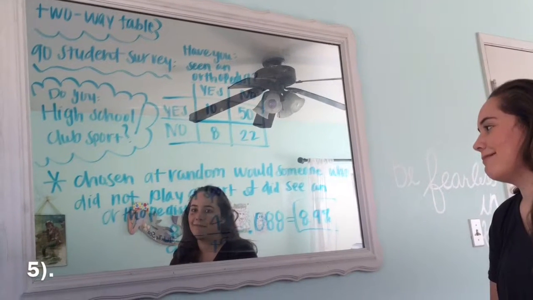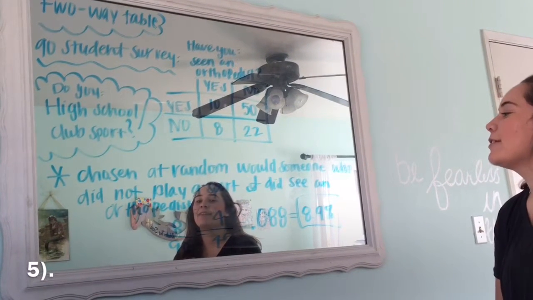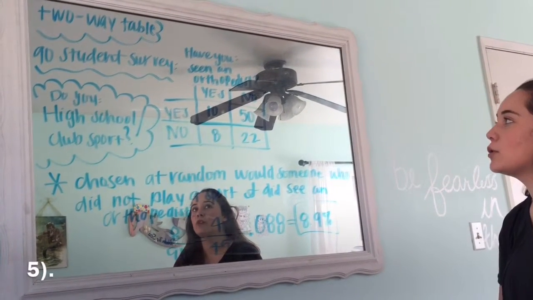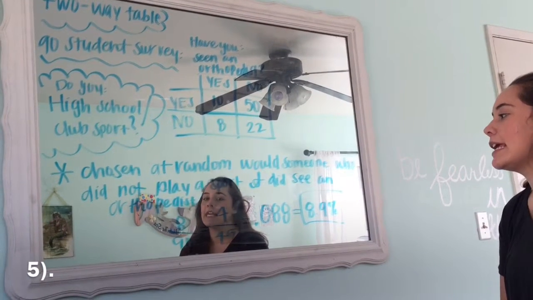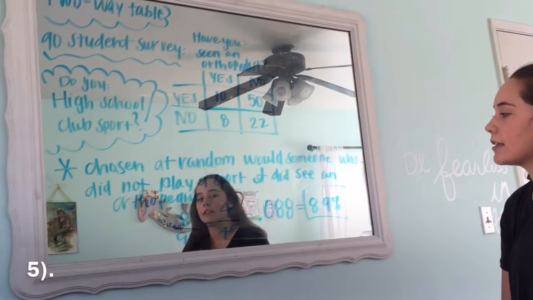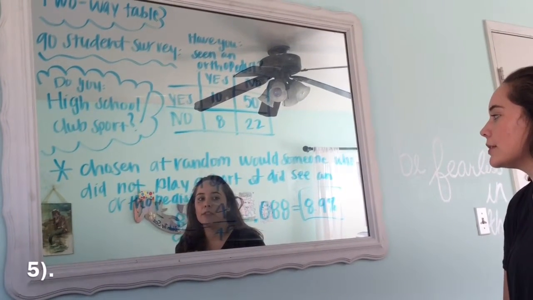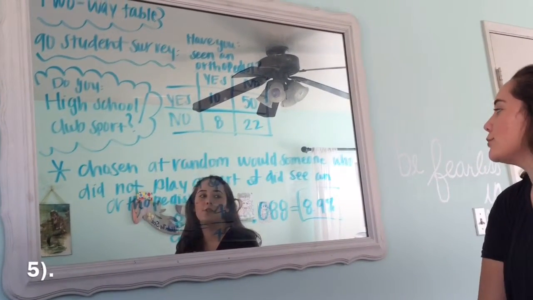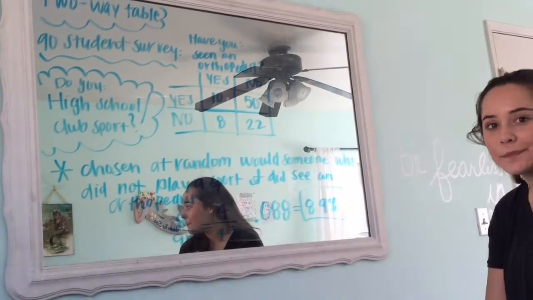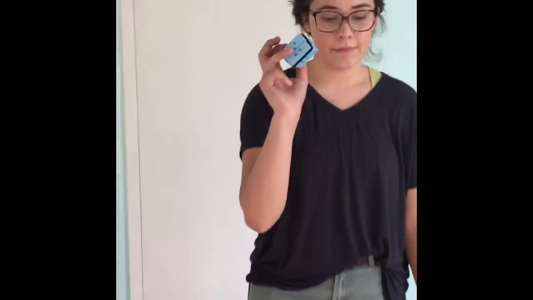Then you put the number of kids that said no to the orthopedist, which is 8 over 90, the number of kids who took the survey, which is 4 over 45. Then you get a decimal, and you move the decimal point 2 places to get the percentage, which is 8.9%. We didn't have a cube or a dice, so we had to make one, but whatever works.